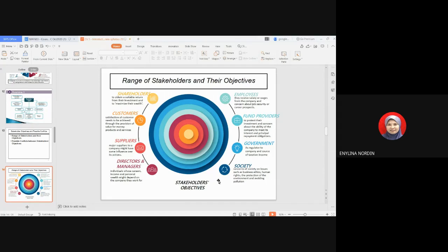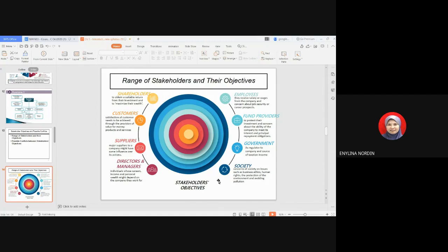So that is the objective of the directors and managers stakeholders. Okay. Kalau kita tengok government, if you look at the government, they will expect what? Income in the form of tax. Jadi they must make sure that this company is performing well or better from time to time, kan? So that they will get more income, in the form of taxation every year will increase from time to time.